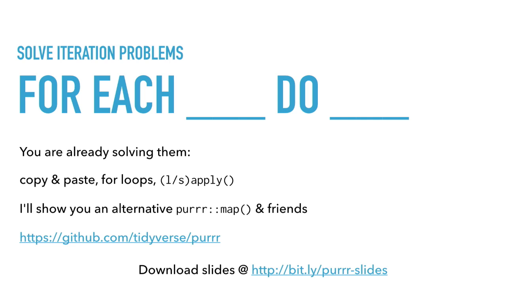And there are multiple ways that you might be solving them. The simplest way, and certainly the way I started when I learned to program R, was simply copy and paste. When I needed to do something again, I would copy the code, paste it, make a tiny change, and run it again. For loops, of course, are the classic way of solving iteration problems. And then the lapply and sapply functions in R also solve iteration problems. So I know you're already solving them. Really what I'm going to do is show you an alternative, the map function in purrr, and we'll see a few variations on that function, its friends, as we go along.